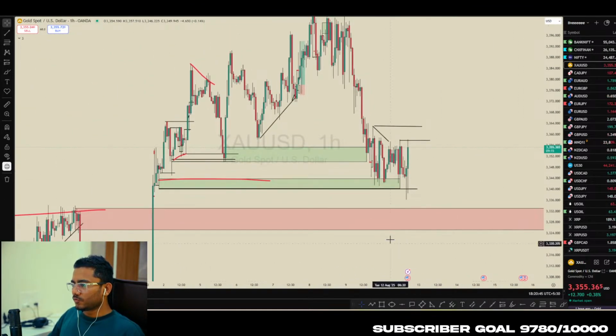Let's wait for price to break the structure first, then only we'll look for entry.